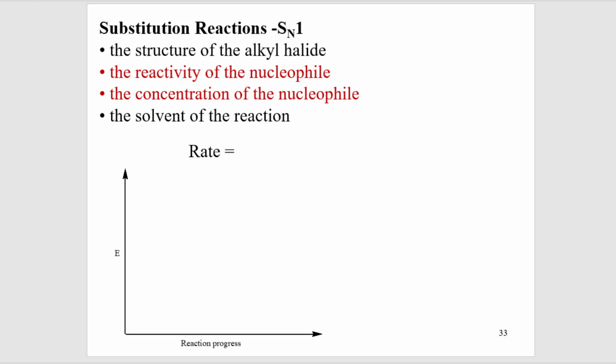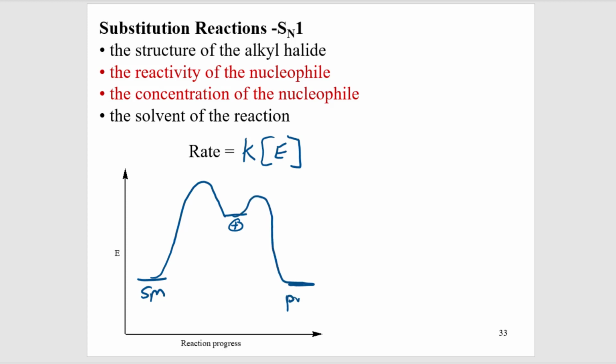How about the reactivity of the nucleophile and the concentration of the nucleophile? Well, as I mentioned before, the rate for an SN1 is only dependent upon one thing, and that is the concentration of the electrophile. So the nucleophile plays no role in the rate of this reaction for SN1. Again, we have our starting material, the leaving group leaves, you form a carbocation, the nucleophile plays no role here, and then you end up with the product. And this is the only part where the nucleophile comes in. But since it's not the rate determining step, it doesn't play a role in the rate.